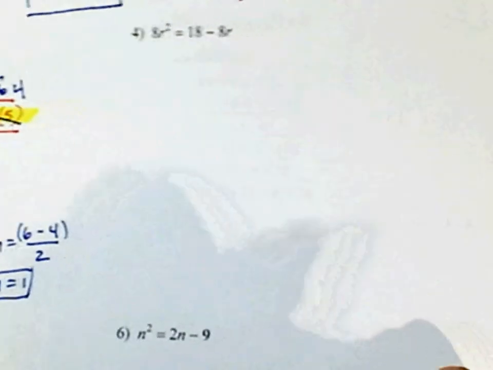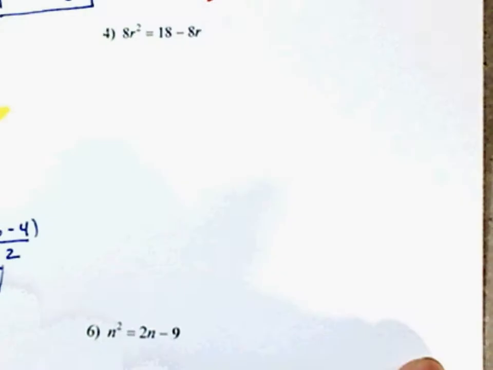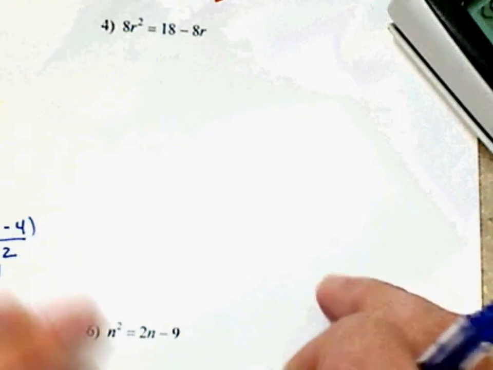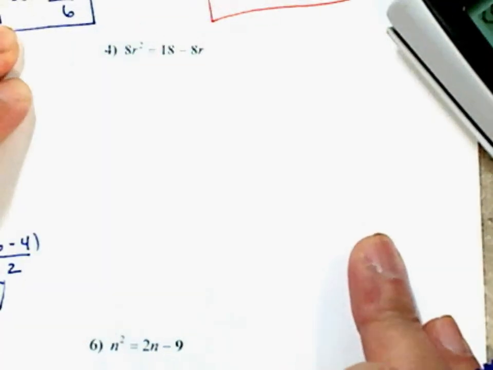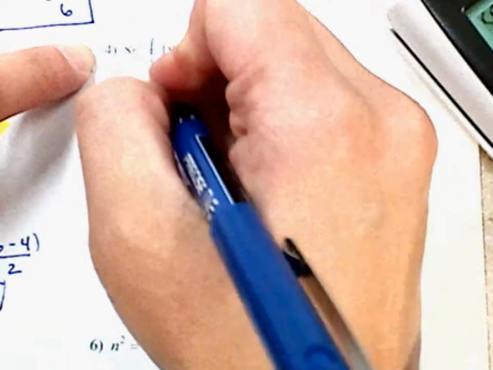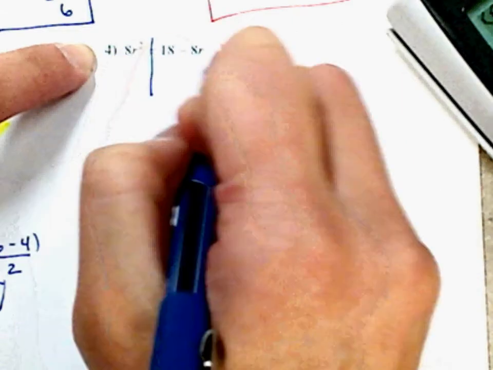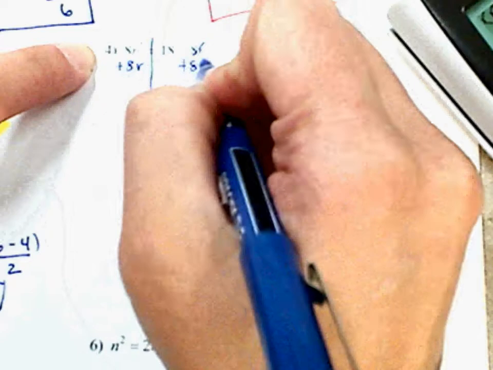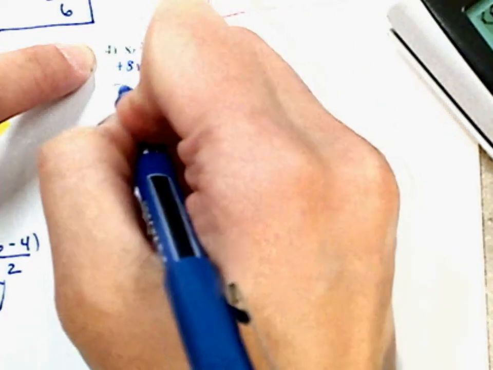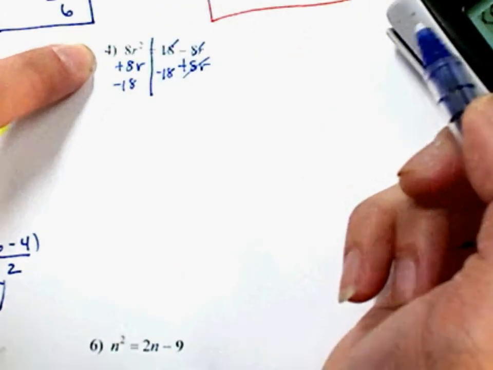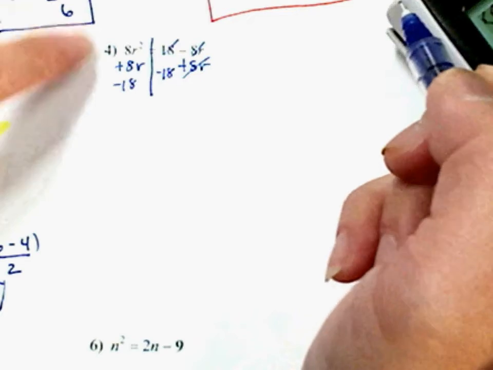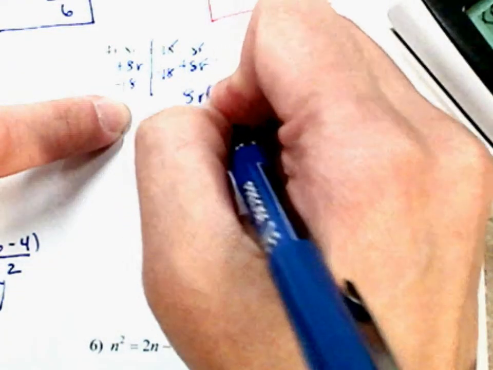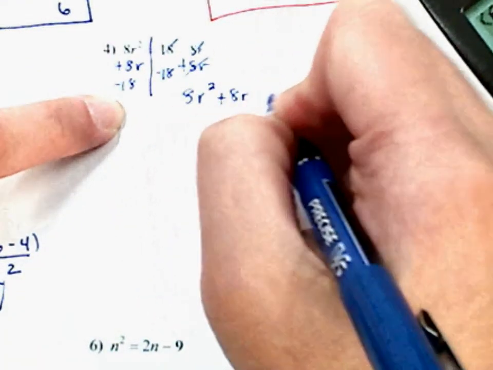Let's look at number 4. Okay? On number 4, notice it's not in order. This one is positive. Let's start moving things around. Plus 8r, plus 8r. Minus 18, minus 18. You guys see how I move everything to the same side? Now what do we have? 8r squared plus 8r minus 18 equal to 0. Okay.